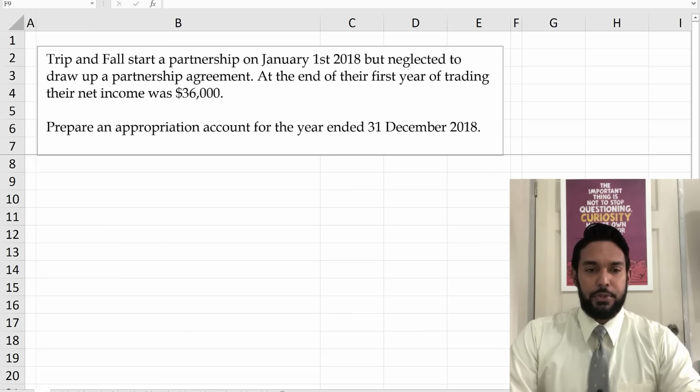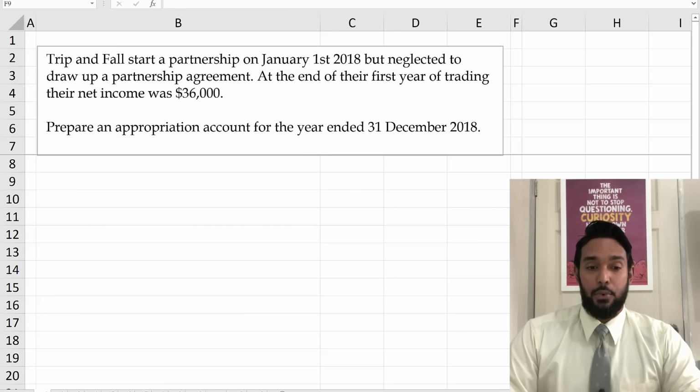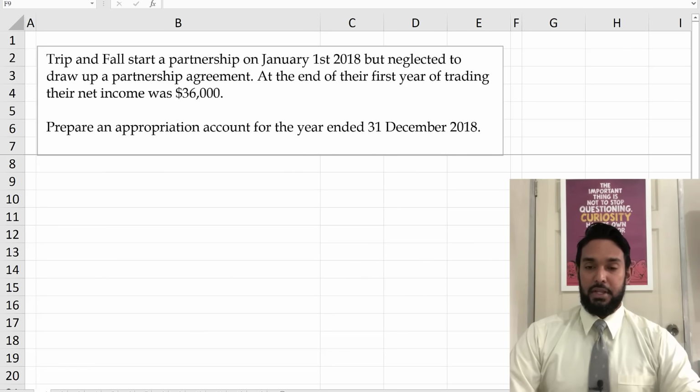So we start off here with Trip and Fall. Start a partnership on January 1st, 2018, but neglected to draw up a partnership agreement. Ooh, that's not a good idea. At the end of the first year of trading, their net income was $36,000. Prepare an appropriation account for the year ended 31st December 2018.